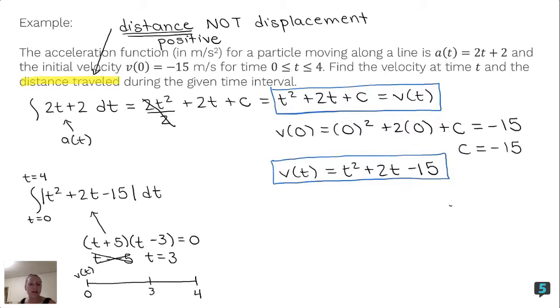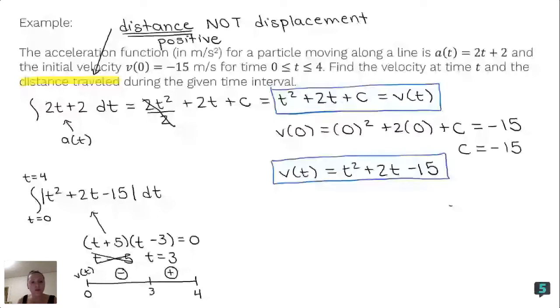Okay. And now let's test numbers in each interval to determine when it's positive and when it's negative. If we were to plug in, let's say, 1 into our velocity function, we would find out that v of 1 is negative. And if we were to plug in a number between 3 and 4, we would find out that our velocity function is positive. Okay. So the reason that this is important is because now, since I want my distance traveled, I want everything to be positive because distance is always positive.